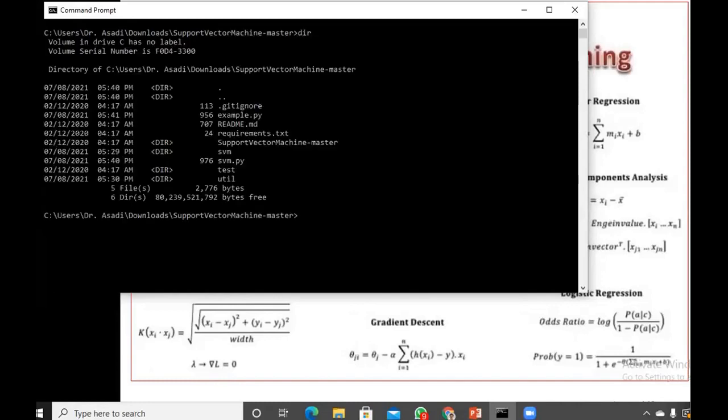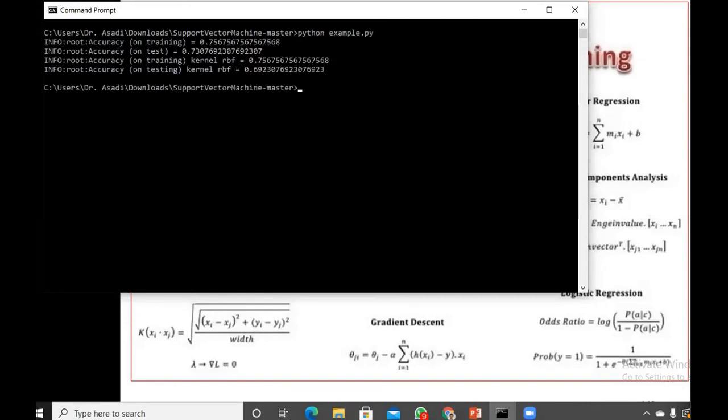So I'm going to explain. Now I'm going to explain support vector machine, SVM. So this is a Python support vector machine algorithm. It is going to show you the analysis, kernel of RBF and kernel of RBM.